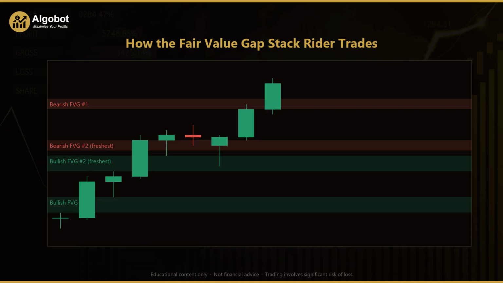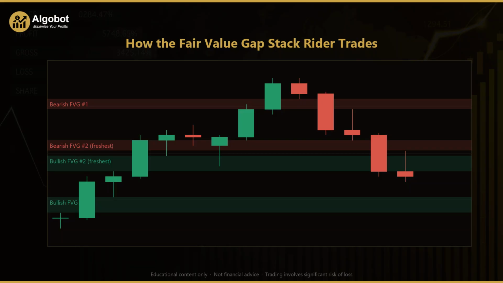Notice it does not chase the move. Instead, price drifts back down and taps into the freshest green gap. That bar then closes back up, confirming the gap held. This is the trigger. The buy entry fires right there. From the entry, price resumes its climb, candle after candle, until it reaches the take profit level above, locking in the reward at the planned multiple of risk.